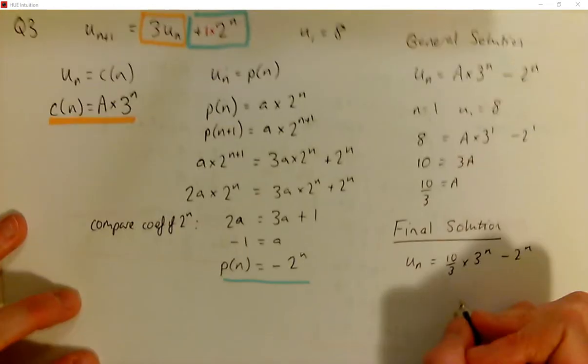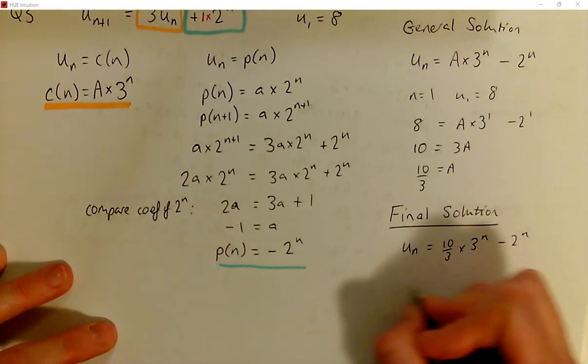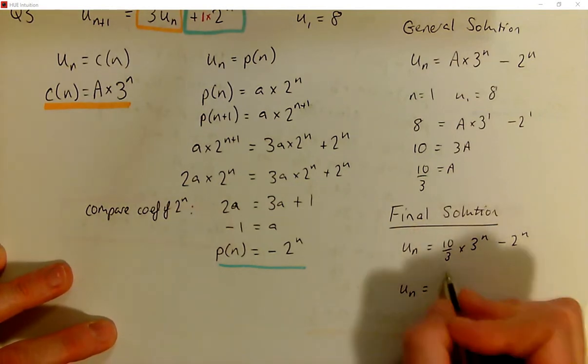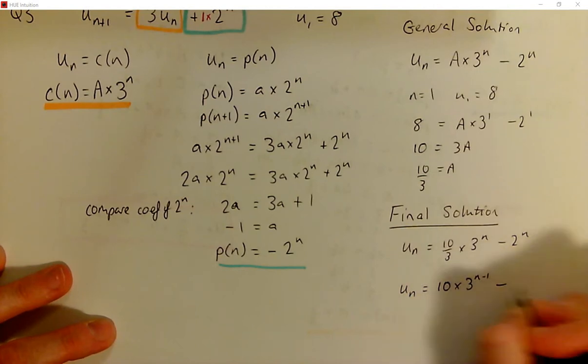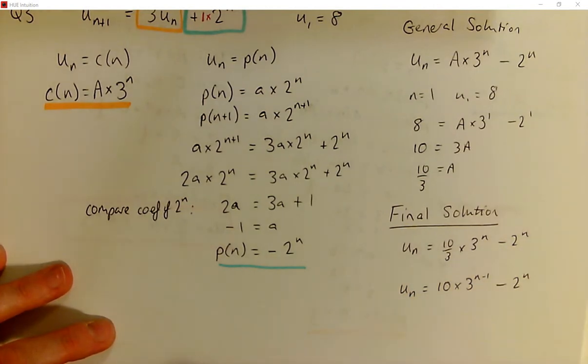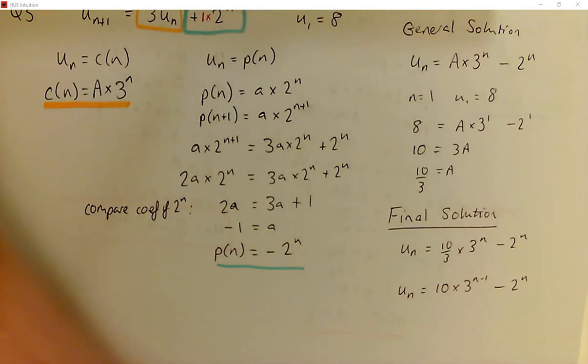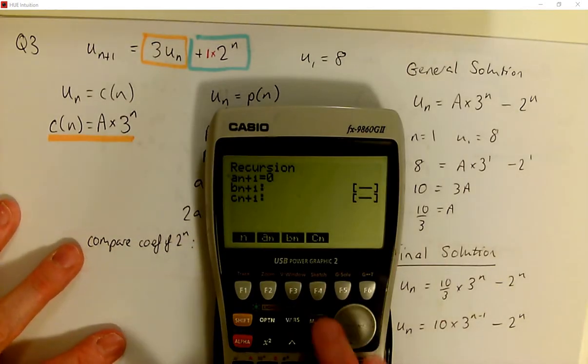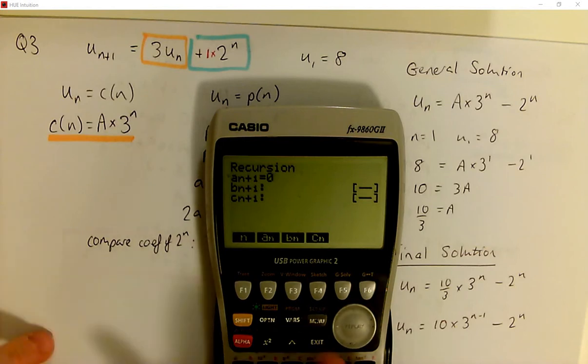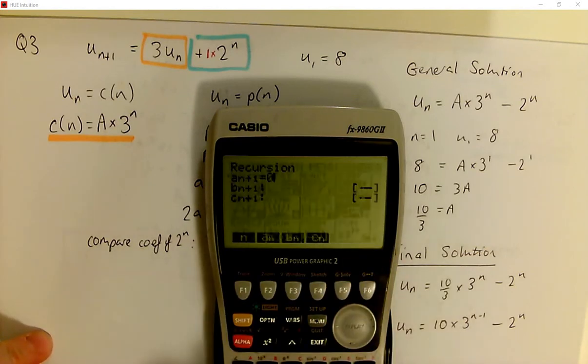You can leave it like that, or just to make it a bit prettier, let's get rid of the fraction. So we've got 10 times 3 to the n minus 1 minus 2 to the n. Okay, let's just make sure that is definitely correct. So on the calculator, we're in the recursive menu. So just to remind you, that's menu 8.